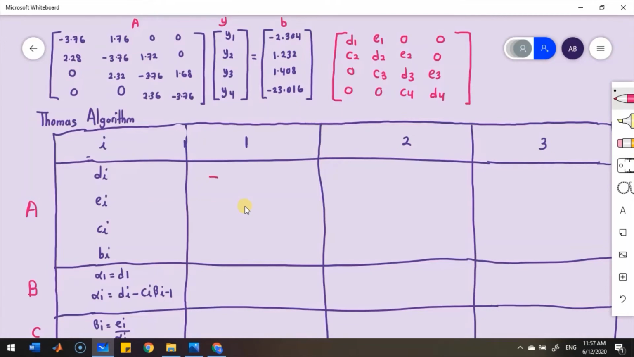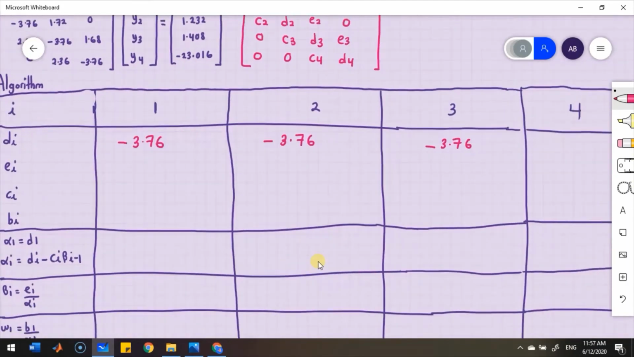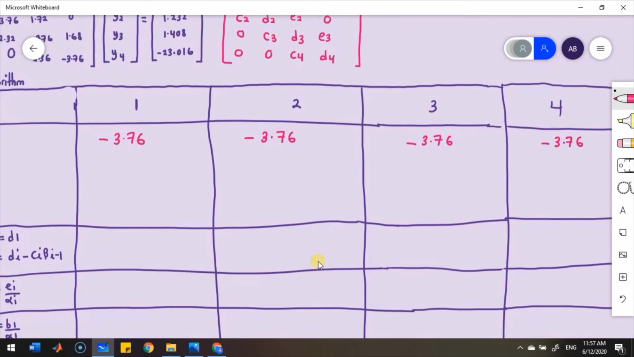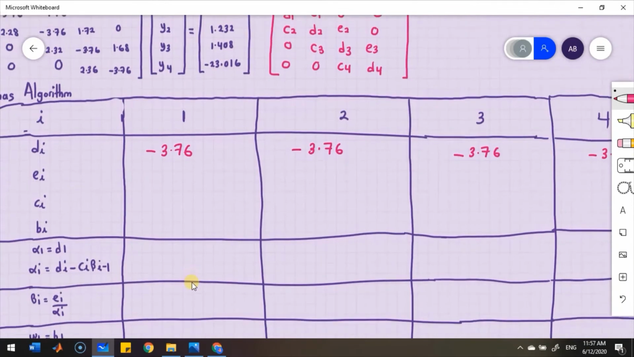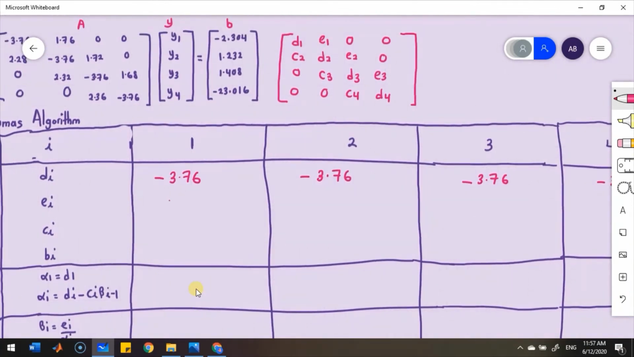Okay, so let's fill it up. So we have 3.76, -3.76, -3.76, and also this one is -3.76. Okay, and then for the E values, E1 starts from 1.76, 1.72, 1.68, and E4 is zero. There's no E4 here. Okay, and then C1 is zero, but C2 is 2.28.